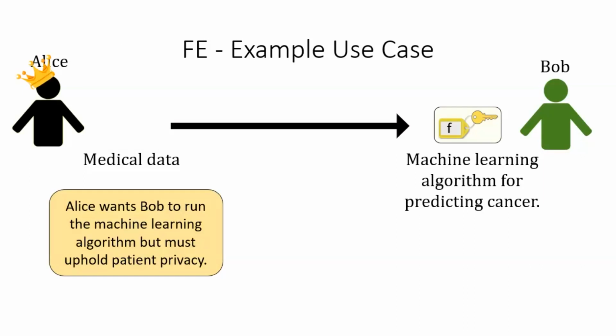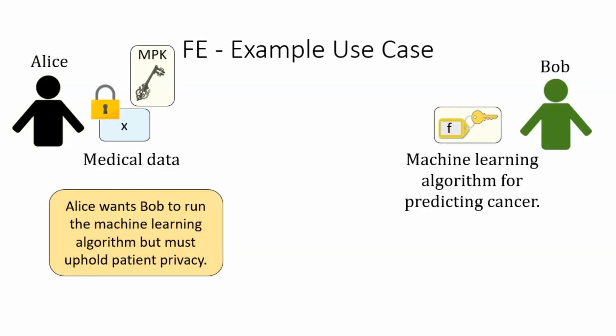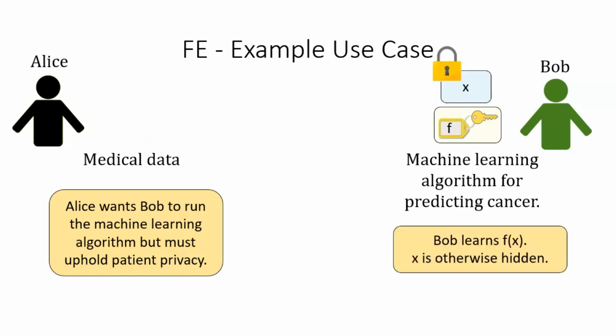Then Alice, or anyone with the encryption key, can encrypt their data. If they send it over to Bob, then Bob can learn the function on the data, which in this case is the output of the machine learning algorithm. But Bob will otherwise learn nothing else about the encryption. So that will satisfy the privacy laws.